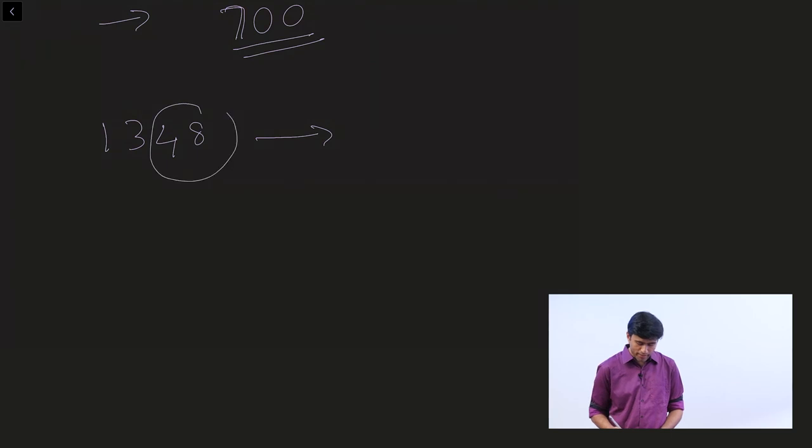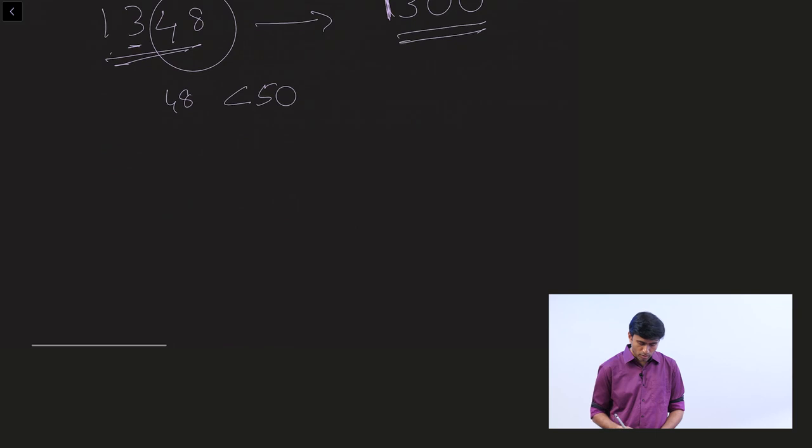Last two digits, 48. 48 is less than 50. So the ones place and tens place become 0, 0, and the hundreds place you leave as it is. The thousands place you leave as it is. So the nearest 100 is 1300.